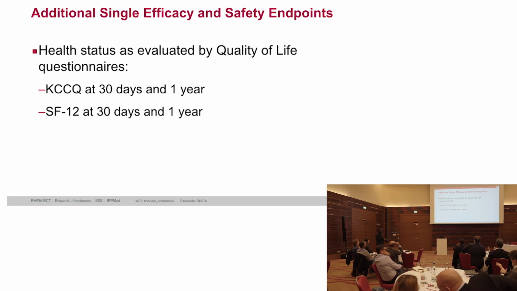And then at last, quality of life. We try to take the same items that were explored in the randomized trial, in the PARTNER 3 trial, and even the low-risk trial. And this is the Kansas City Quality of Life questionnaire. It's a little bit lengthy, but we will have to do that, and the SF12. And this will be assessed at 30 days and 1 year. So not at every single visit, but we will have to do so.